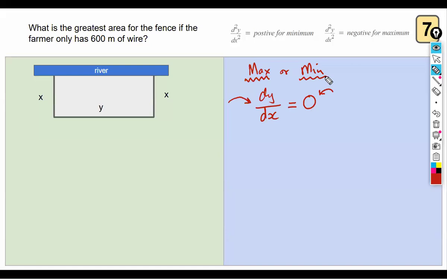To figure out whether it's a maximum or minimum, remember what we did 2 weeks ago? We had to differentiate a second time to get d squared y/dx squared. And if you differentiate a second time and work it out, if you get a positive value, then the value we got was a minimum. If you instead get a negative, the value that we were testing actually gives you a maximum. Don't worry, I'm going to keep repeating it over and over and over.